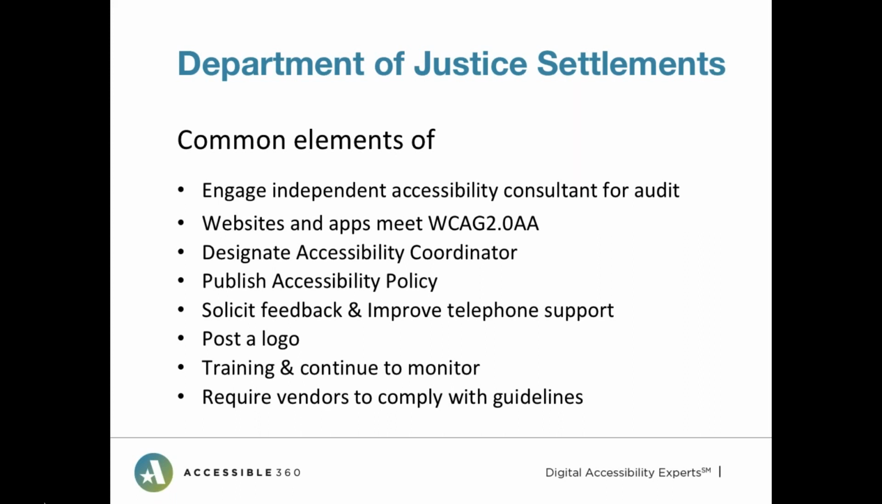Two last things on the Department of Justice settlement. Training and continuing to monitor. So get the people inside or your independent web developers some training. And also, as I said earlier, require the vendors to comply with guidelines, because that's very important.